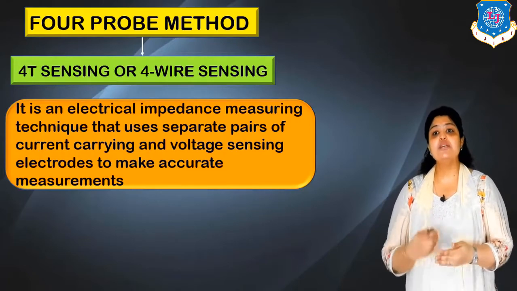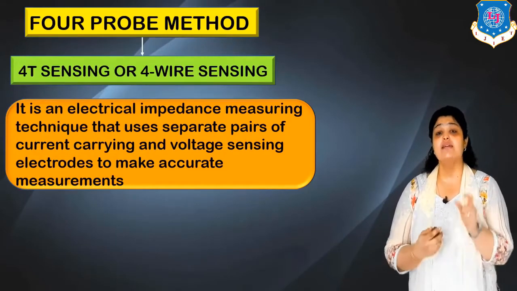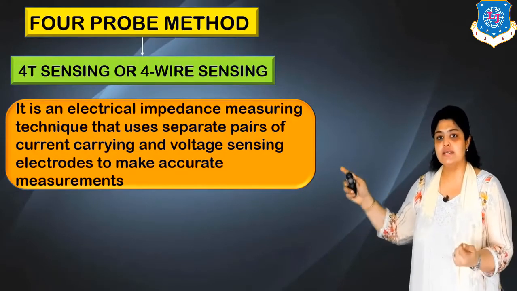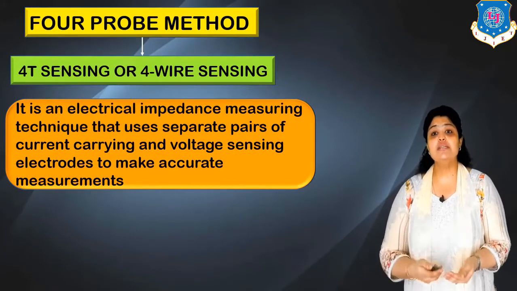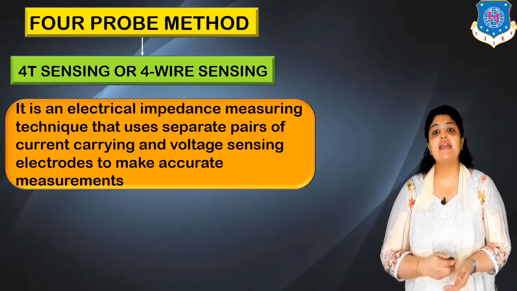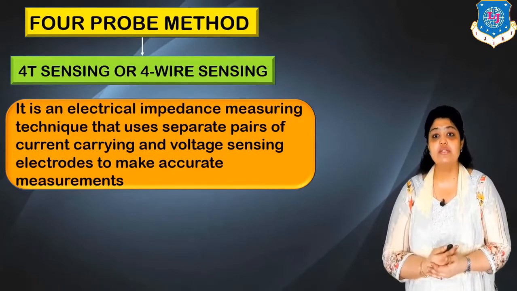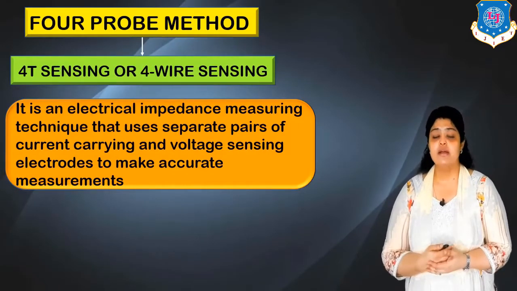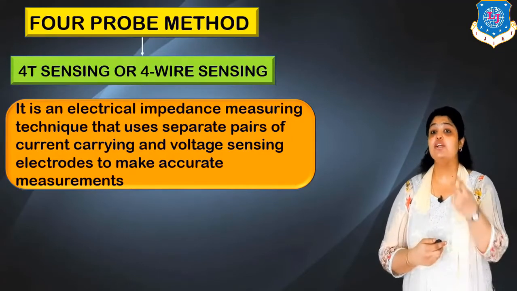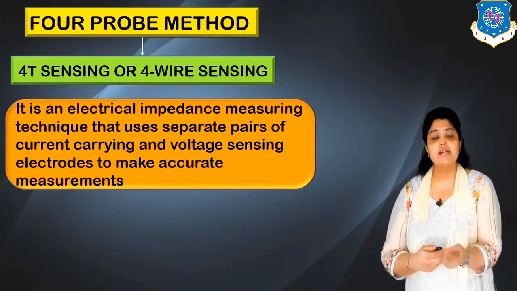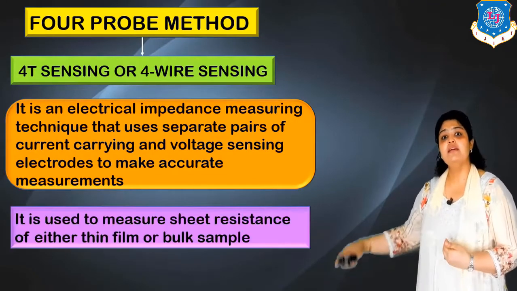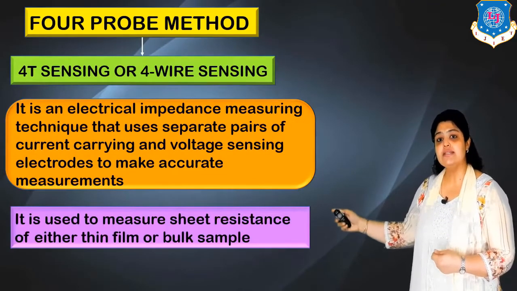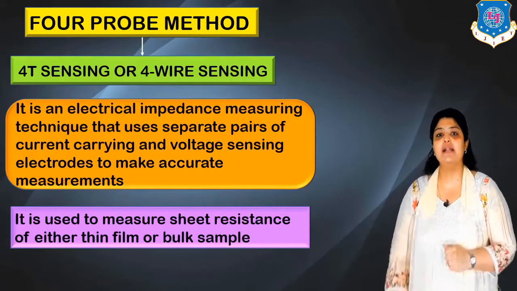It is an electrical impedance measuring technique. Impedance here means resistance. So it is an electrical impedance measuring technique which uses separate pairs of current carrying and voltage sensing electrodes to make accurate measurements. In the previous diagram we have seen that 2 electrodes are used to supply current and 2 electrodes are used to measure the voltage. The use of this method: it is used to measure sheet resistance of either a thin film or a bulk sample.